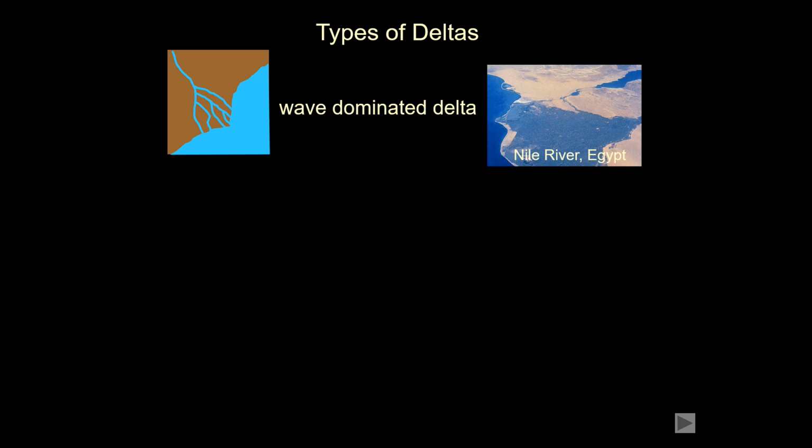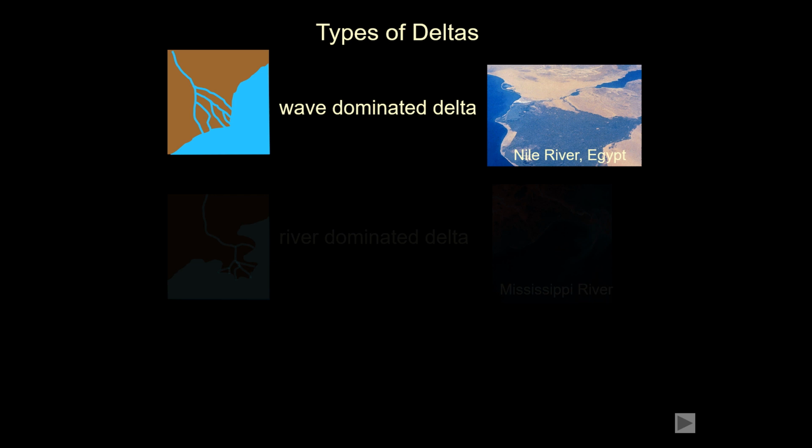In some areas, like the Nile River in Egypt, we have what are called wave-dominated deltas. So these deltas tend to be reworked by waves, in this case waves in the Mediterranean. So the sediments continue to be carried by the Nile River, but they pile up, they get pushed out of the way by distributaries, and then they get reworked by waves.